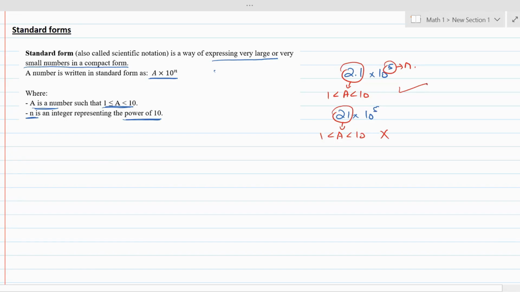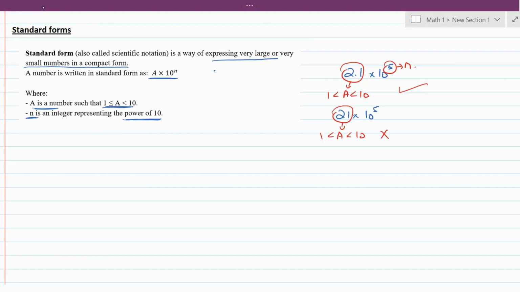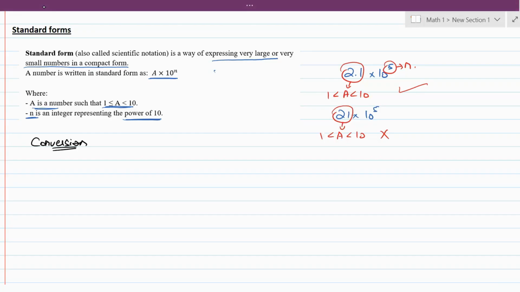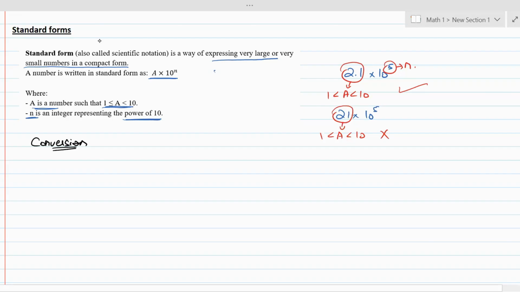And then the first concept about standard form is the conversion. Conversion means we would be required to convert the ordinary numbers into the standard form. So ordinary numbers can either be very large numbers, or they can be very small numbers. For example, a very large number, you can consider it to be 2,700,000. That's 27 million.